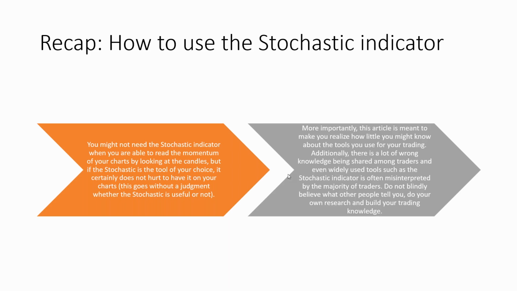Additionally, there is a lot of wrong knowledge being shared among traders, and even widely used tools such as stochastics are often misinterpreted. Most traders mix up overbought and oversold indicators as buy and sell. They don't understand that overbought means a price can still continue moving up. It's not telling you the price is falling or going to fall now.